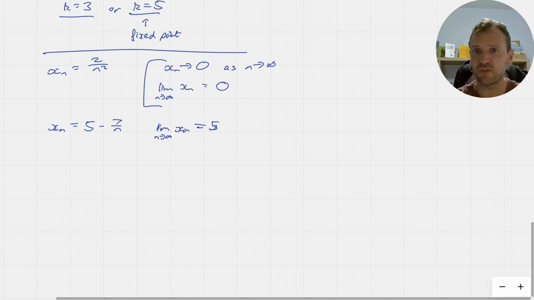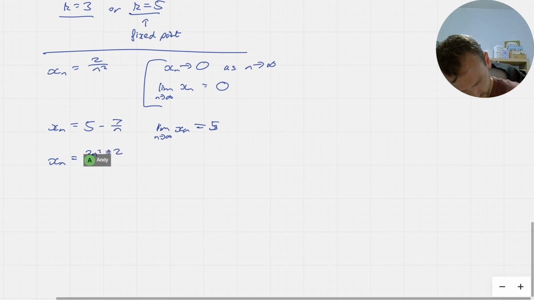So this form was fairly nice and easy to see that, and this is probably not a surprise without even putting stuff into the calculator. What if we go for a slightly weirder fraction? Let's imagine we have xn is 3n squared plus 2 all over n.